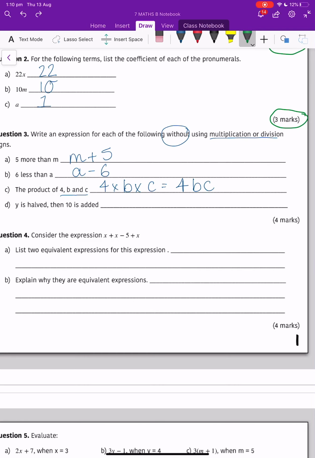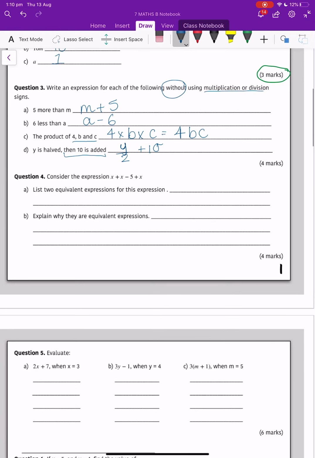y is halved and 10 is added. So the way you can write this is y divided by 2, because when you're dividing by 2, you're halving it. Then it says, then 10 is added, so just plus 10. So that would be your expression. So if you answered all that correctly, you would have got 4 marks, okay?